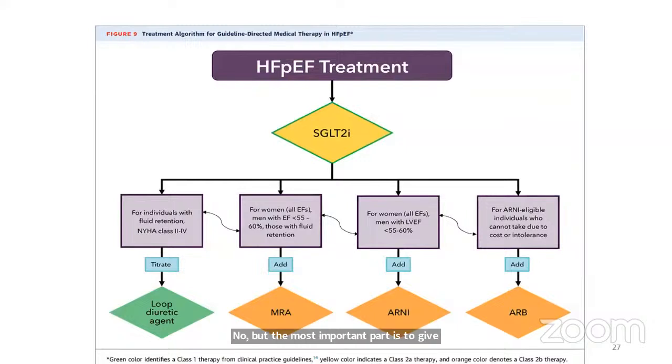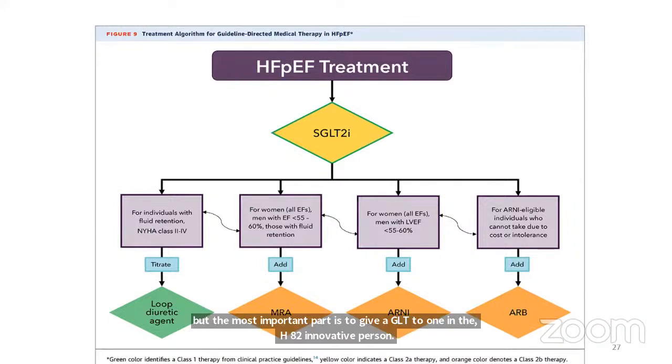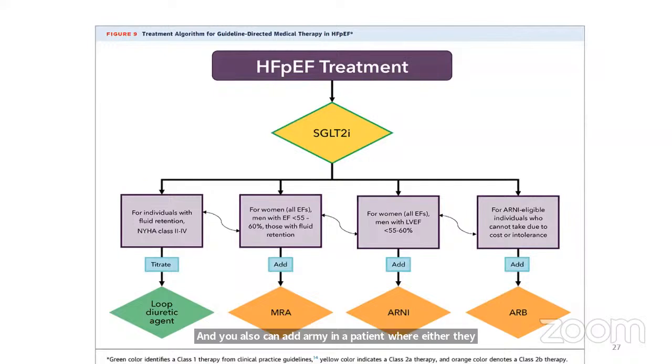SGLT2 inhibitor first. And you also can add ARNI in a patient who cannot tolerate ACE or ARB but has accessibility to ARNI, which can also help in preserved ejection fraction. And due to cost or intolerance to ARNI, you can give them ARBs.